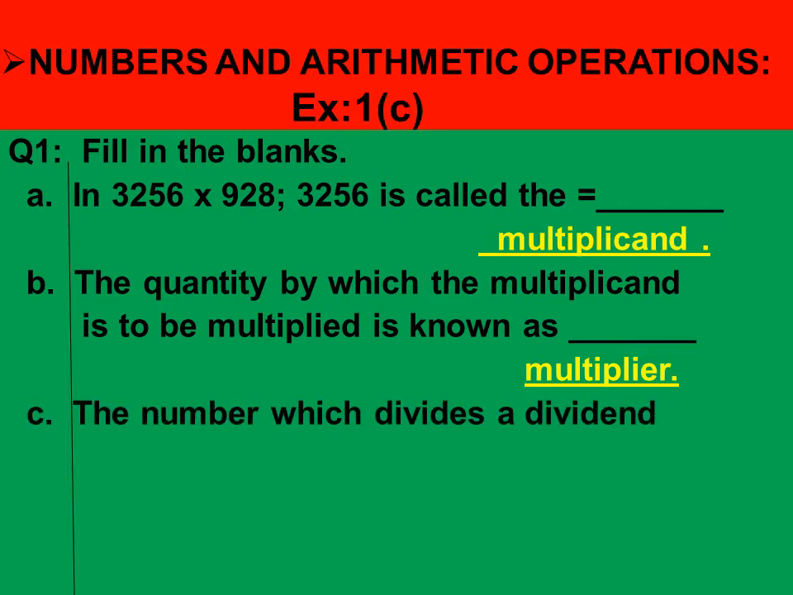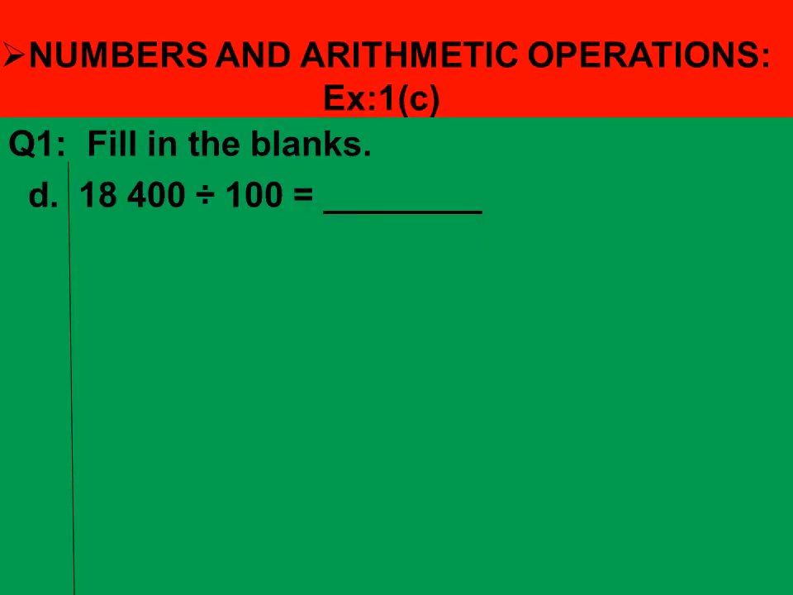That is part C. The number which divides a dividend. Okay, the number which divides the dividend is called a divisor. Yes, this is called a divisor. We will write divisor in this blank. Yes, now let's see part D.